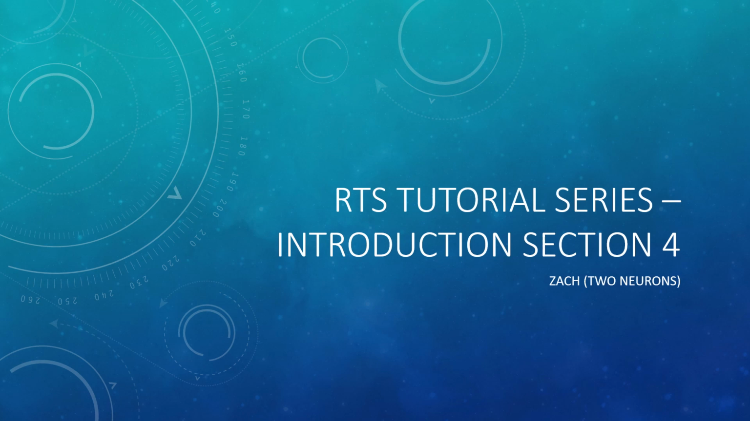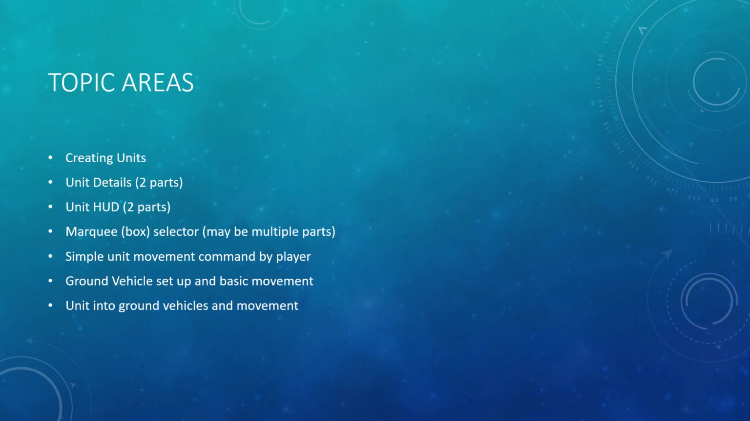In this section, we'll begin setting up our units. We will cover creating our units, getting our unit details in, such as age, name, gender. We'll also work on setting up a unit HUD so we can see these details in-game. Both those parts will be done in two parts. We'll also do a unit selection using a marquee or RTS style box selector. This might be done in multiple parts.